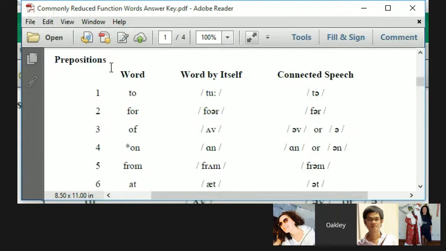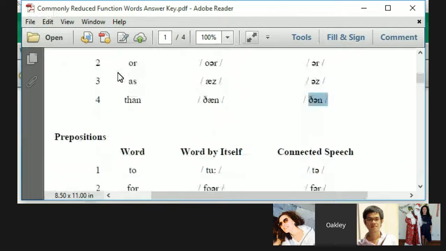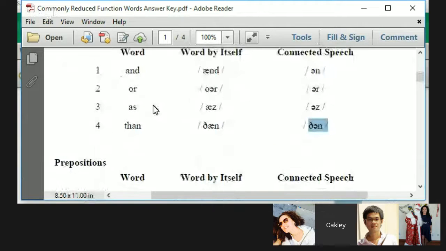Let's move on to prepositions. Before I move on, there's something I just thought of that I need to share. Normally, all of these words are reduced.